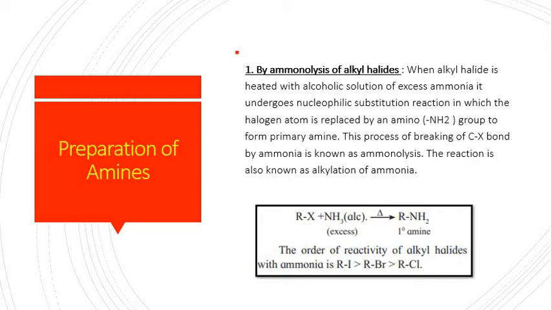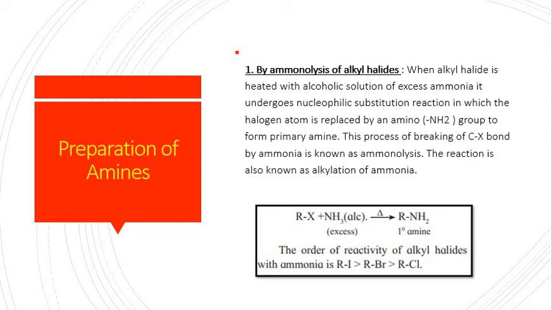It may be noted that the primary amine obtained in the first step is a stronger nucleophile than ammonia. Hence, it further reacts with alkyl halide to form secondary and tertiary amine and finally quaternary ammonium salt if ammonia is not used in large excess.